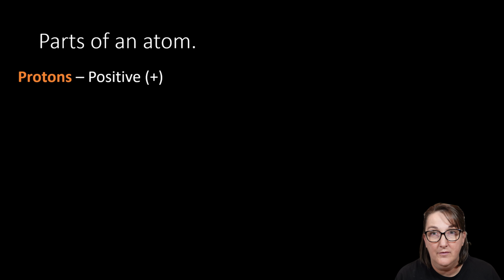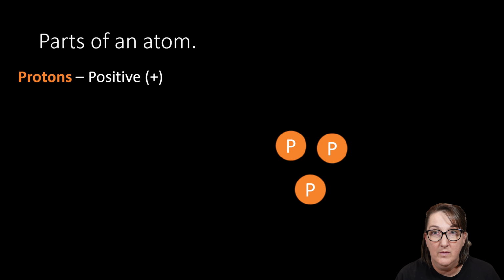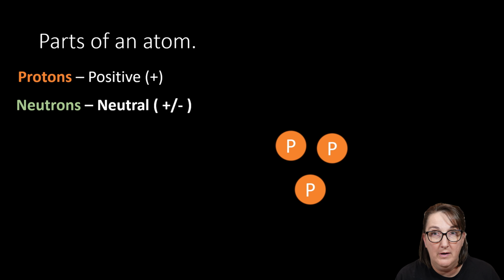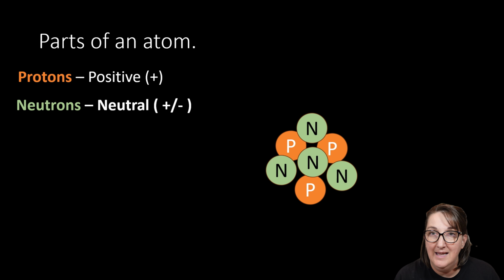So atoms have different parts. We have parts that are positive, and those are protons, and those can be denoted with a P or with a plus. I have neutrons, which are neutral. Don't ever say they don't have a charge. They have a charge. It's a neutral charge. And I can denote those as an N, or what can be like a plus minus symbol like this right here. I might be able to see those in one of the circles.